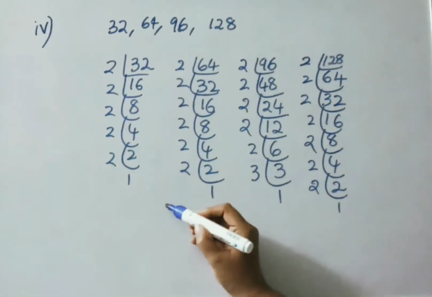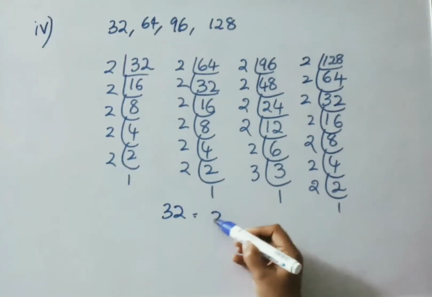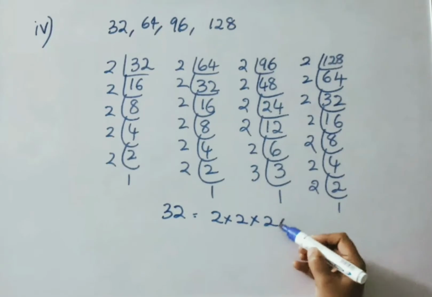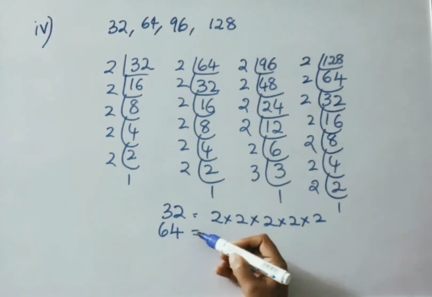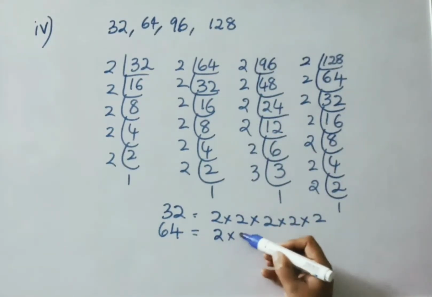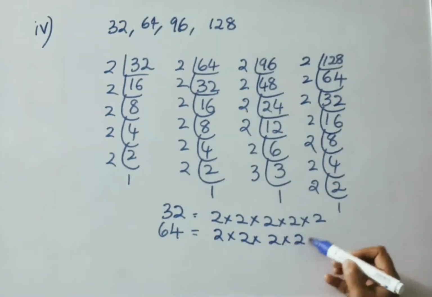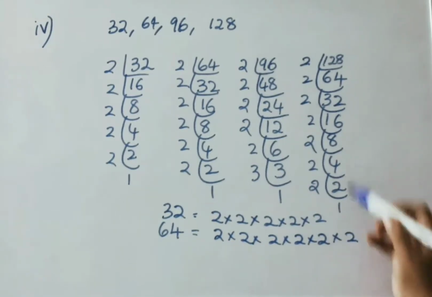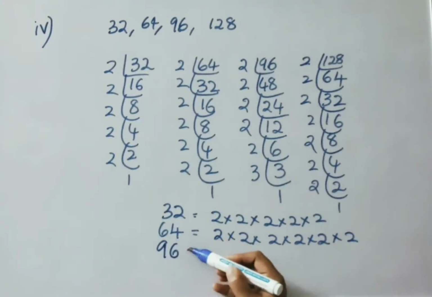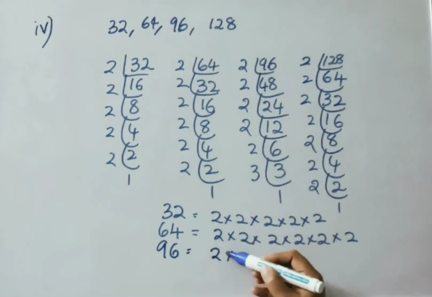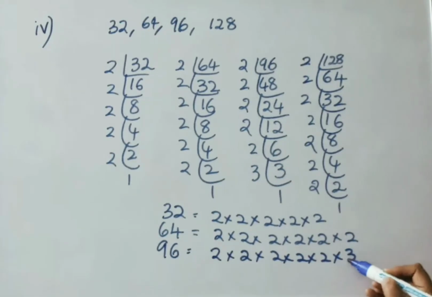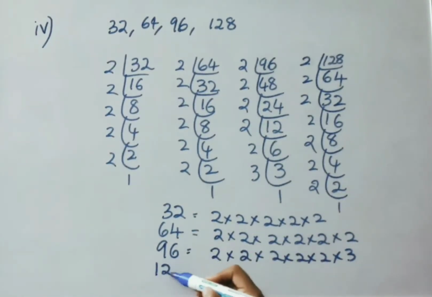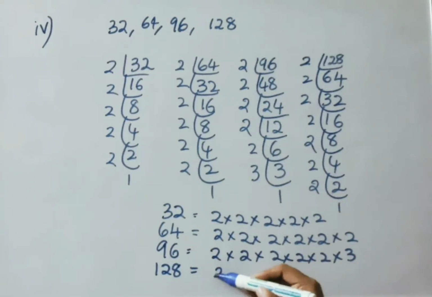Now let us write the prime factors. 32 had 5 times 2 multiplied. Next, prime factors for 64. 2 multiplied 6 times. Prime factors for 96. 2 multiplied 5 times, last multiplied by 3. Next, prime factors for 128. 2 multiplied 7 times.